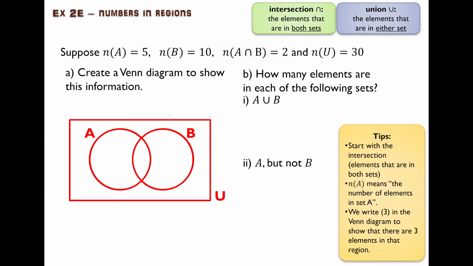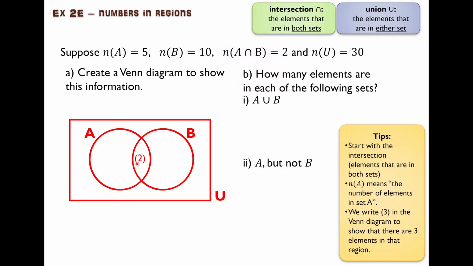So let's instead start with the intersection, the number of elements that are in both sets. The number of elements that are in A and also in B, so they're in that overlapping region, is 2. So the number here is 2. I start with this one because this fact here corresponds to exactly this region here. There are 2 elements in the intersection of both sets.